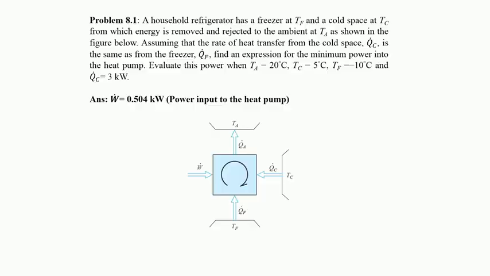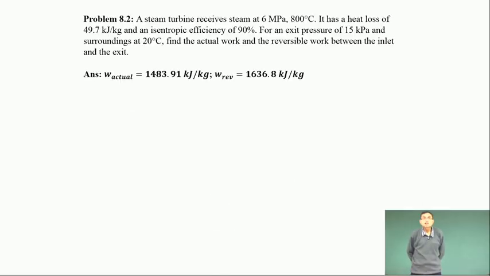Let us go to the next problem. Let me erase this. A steam turbine receives steam at 6 MPa 800 degree centigrade and it has a heat loss of 49.7 kilojoule per kg and isentropic efficiency of 90%. I have not yet introduced what is isentropic efficiency. So, I will do that in context of this problem and then we will discuss further. For an exit pressure of 15 kilopascal and surroundings at 20 degree centigrade, find the actual work and reversible work between the inlet and the exit.